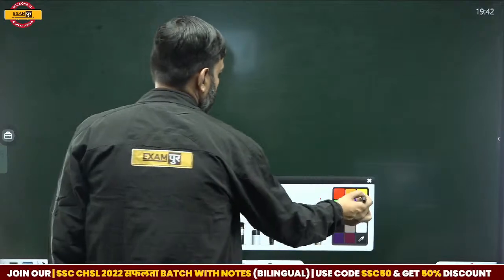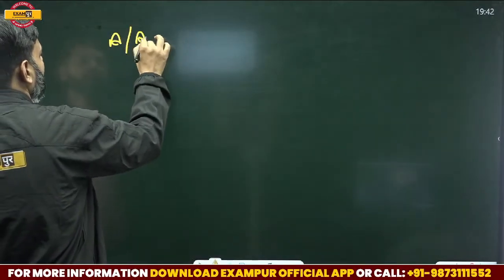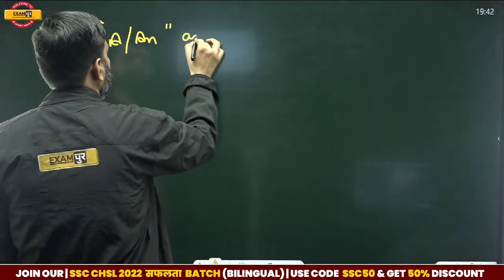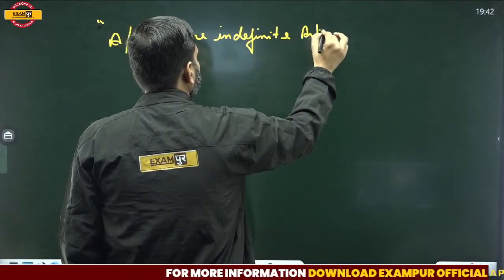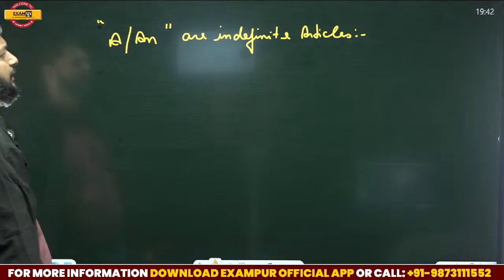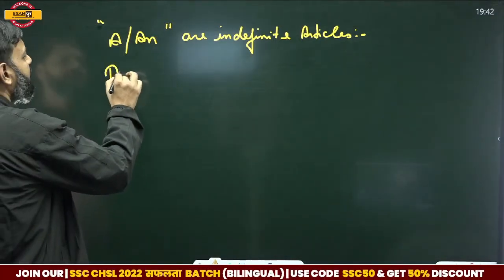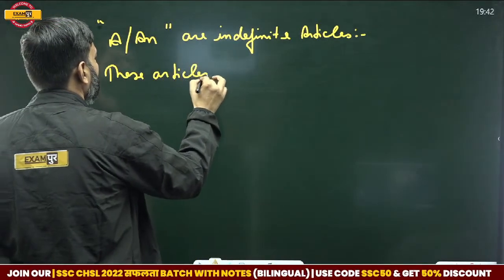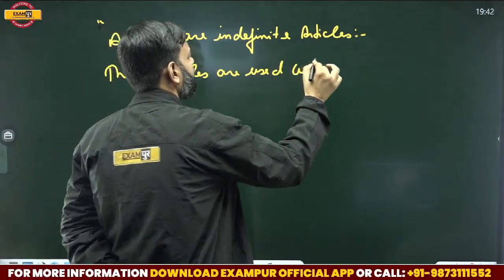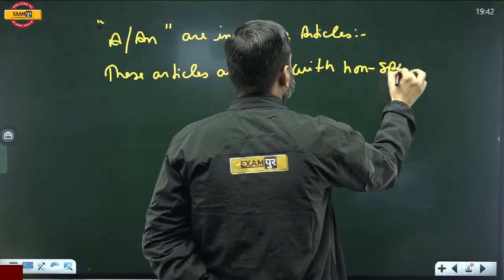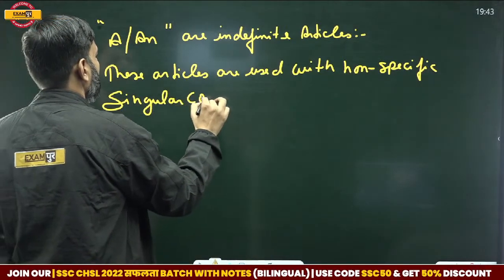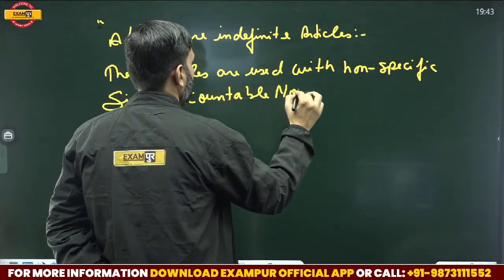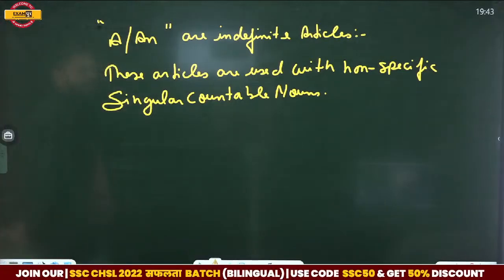See, A or An are indefinite articles. These articles are used with non-specific singular countable nouns.